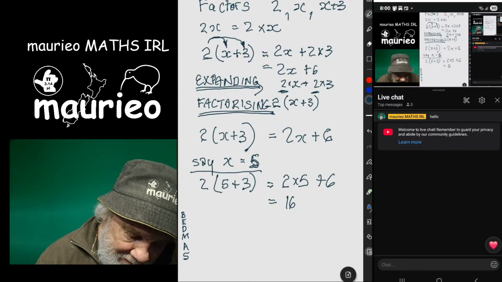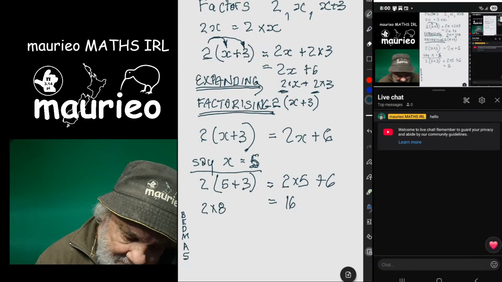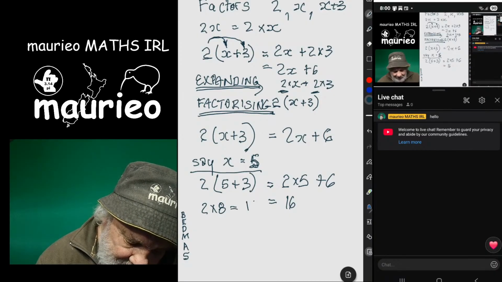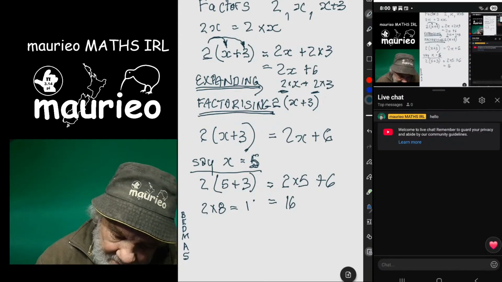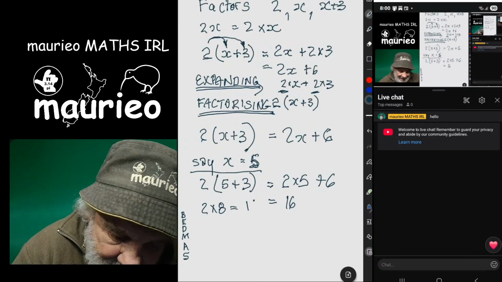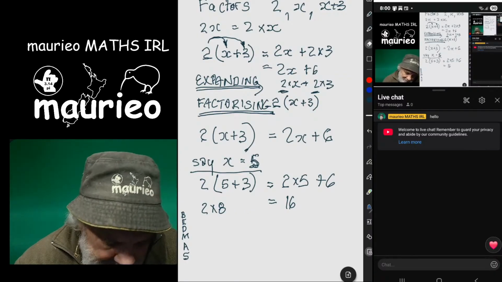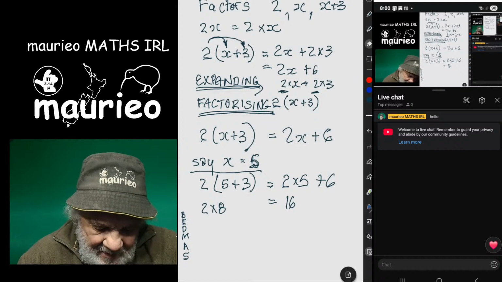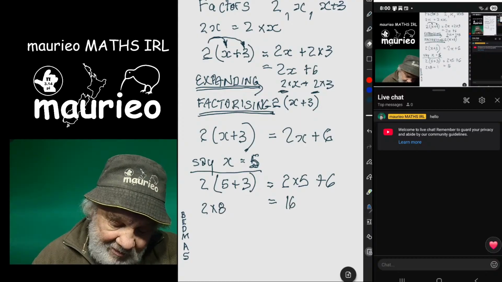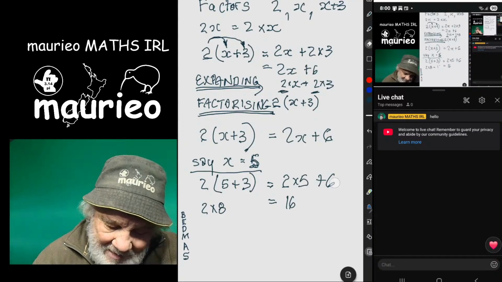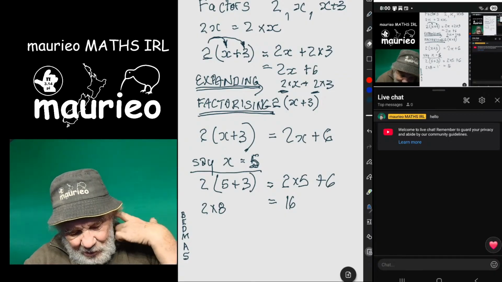So you've got 3 plus 5 is 8. You do the brackets first, then 2 times 8 equals 16. So you can see that this one's gone 2 times 8 to get 16. This one here's gone 2 times 5 plus 6. It's a little bit different.